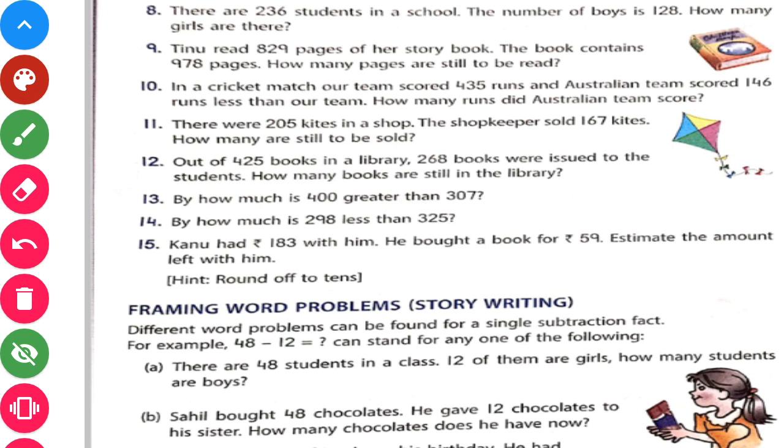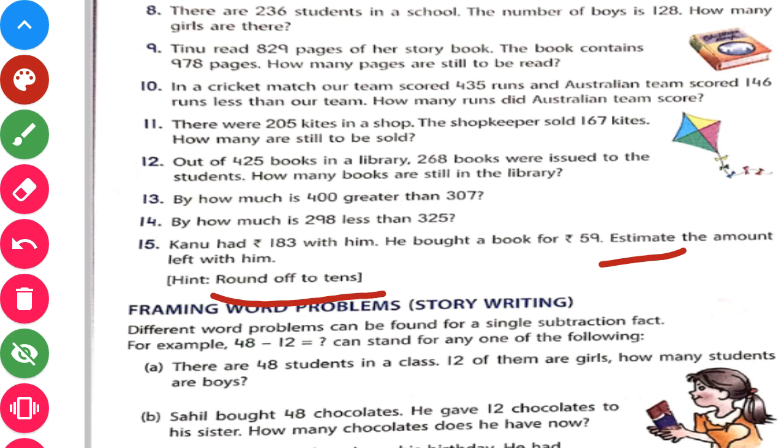Now, question number 15. Kanu had rupees 183 with him. He bought a book for rupees 59. Estimate the amount left with him. Now one more thing. Two words have been used here: estimate and round off to the tens. We have read round off to the tens in our previous classes.